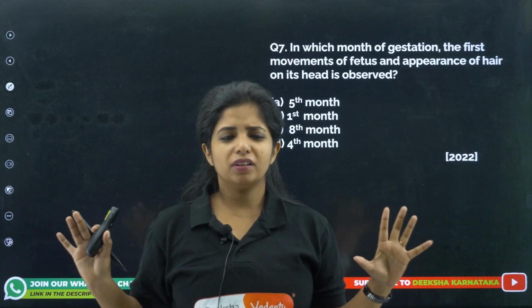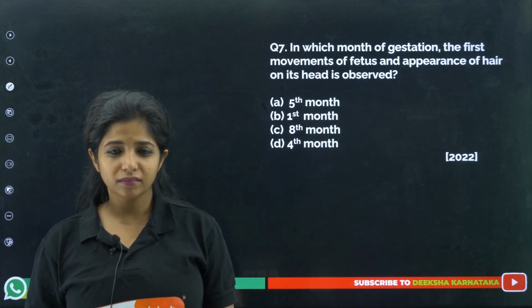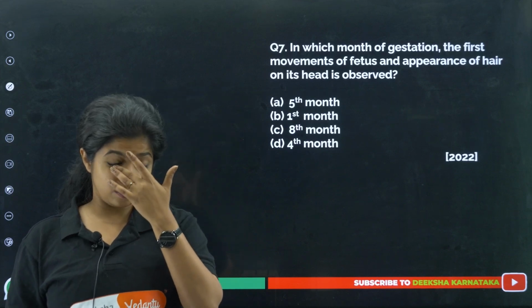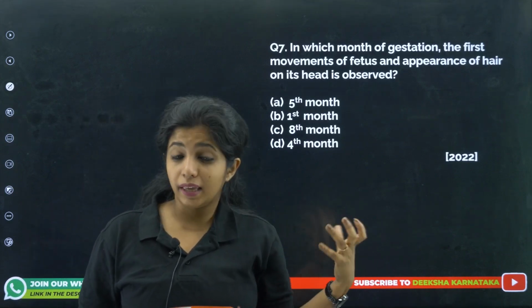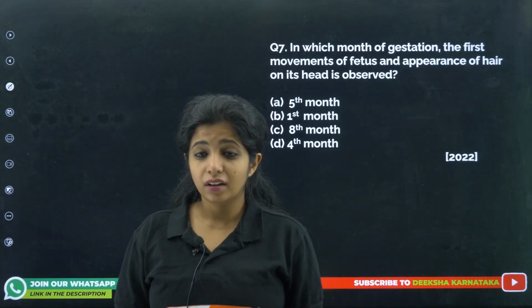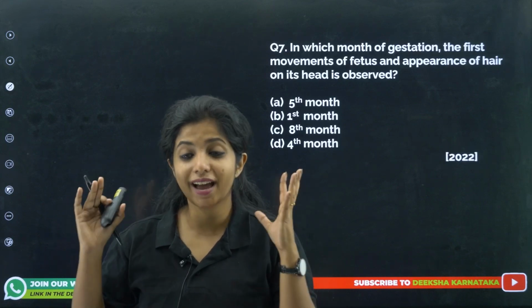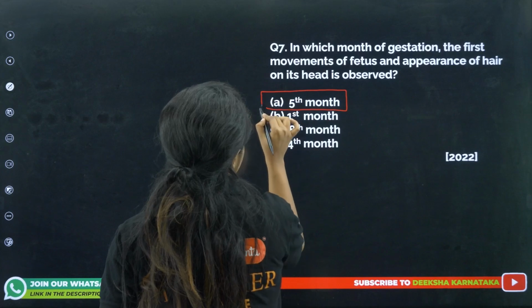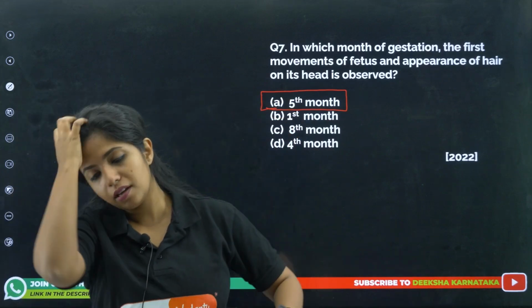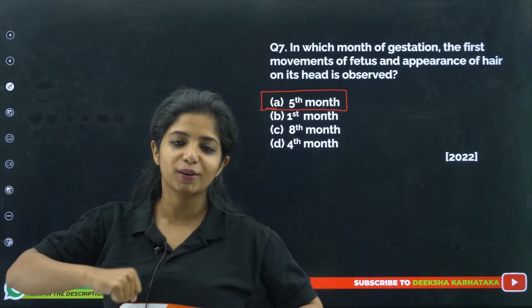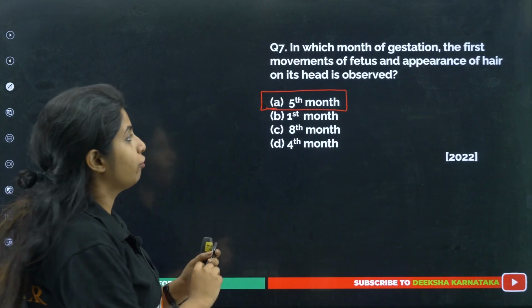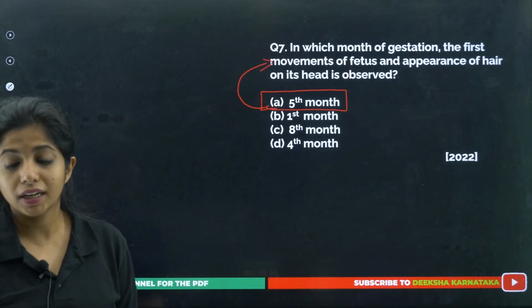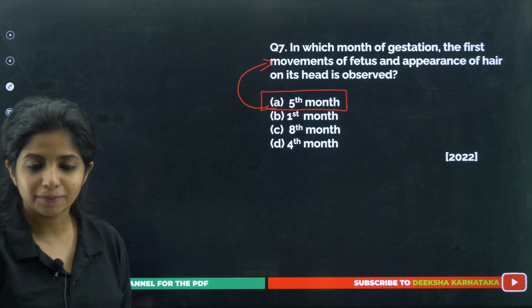Okay, so baby says that okay, but I actually want something else. I want to basically show off my hair and I want to show some movement, and that is granted. That is granted in the 5th month, my dear children. Okay, this thing that I said is granted in the 5th month. So in the 5th month, the baby will be like, I have hair and I'll be moving around and things like that happen. So the 5th month is a lucky month for the baby because the movement of the fetus and the appearance of hair on its head is observed in that particular month.